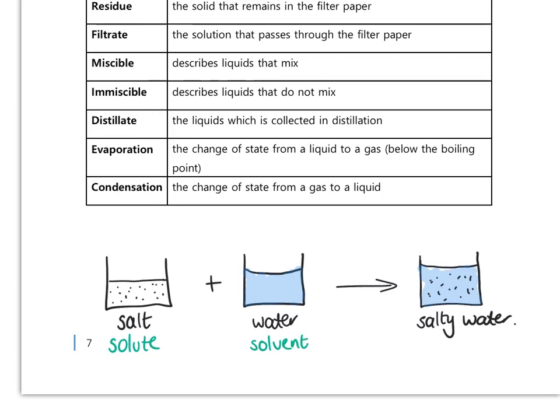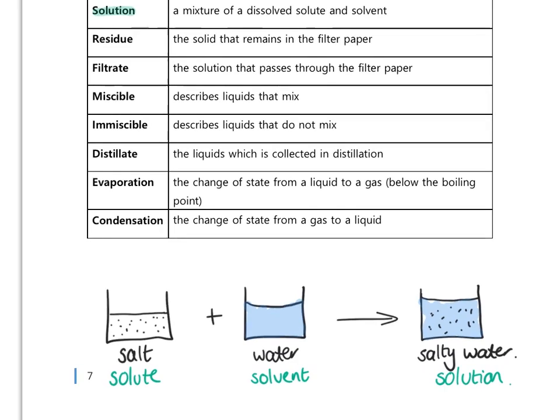And the solution is the mixture of the dissolved solute and the solvent. So what do we get when we mix our salt and our water, which are our solute and our solvent? We get salty water, which is our solution. So that might help you learn those definitions. So solute is the solid that dissolves. The solvent is the liquid that does the dissolving, or the liquid that the solid is being dissolved into. And the solution is the final mixture. The rest of the definitions will also meet with our separating techniques.